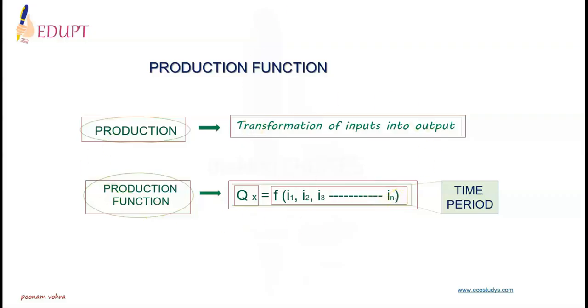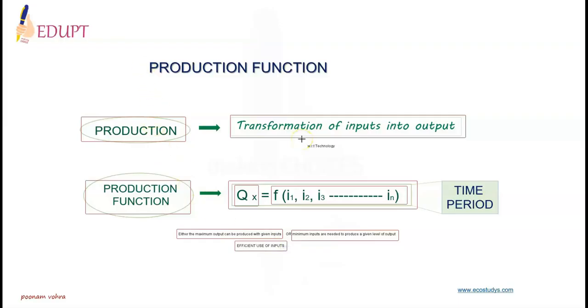It specifies either the maximum amount of output that can be produced with given inputs, or the minimum inputs needed to produce a given level of output. Hence, it considers the efficient use of inputs.